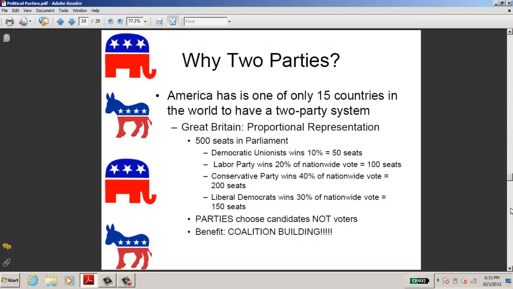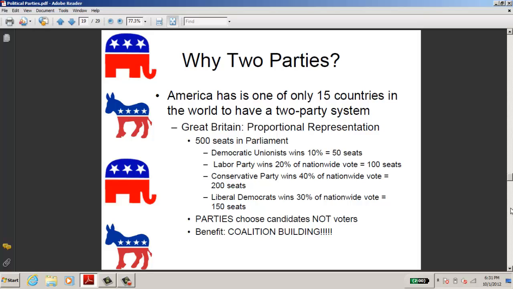Now, even though we talk about the parties throughout history changing, one thing that is constant throughout American history is the existence of only two parties. Shocking statistic, America is one of only 15 countries in the world to have a two-party system. That certainly doesn't put us in the majority. Now, why is that? Really perplexing question.